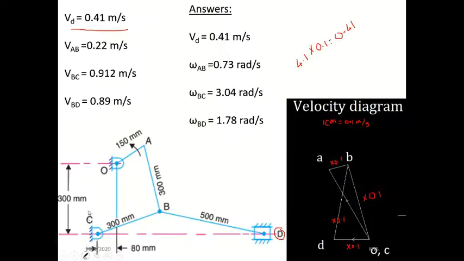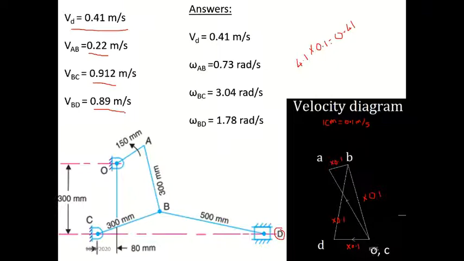Similarly, you measure the remaining distances. The distance between AB is 2.2 centimeter, so 2.2 into 0.1 is 0.22. Then BC, I got 9.1 centimeter, so 9.1 into 0.1 is 0.91. Then BD distance is 8.9 centimeter, 8.9 into 0.1 is 0.89 meter per second. So I got all the velocity values.